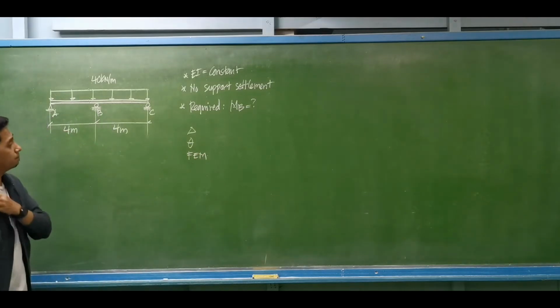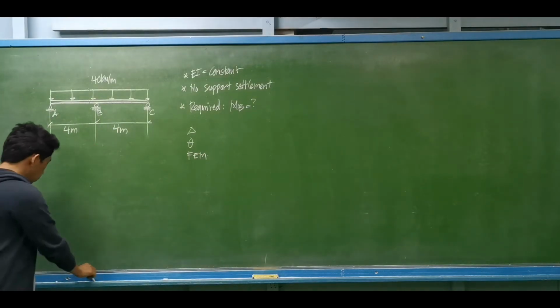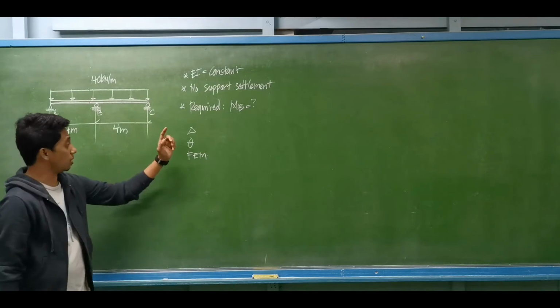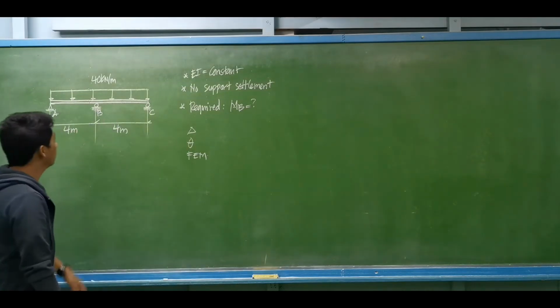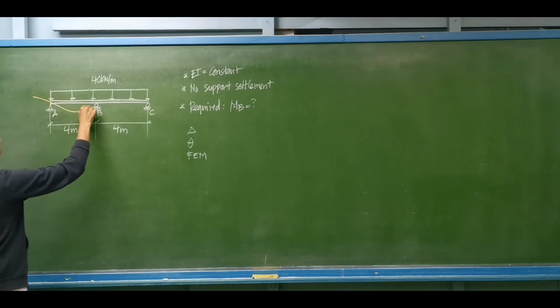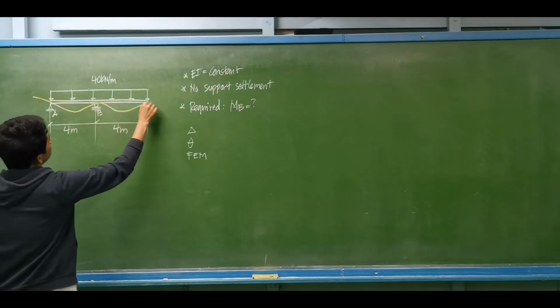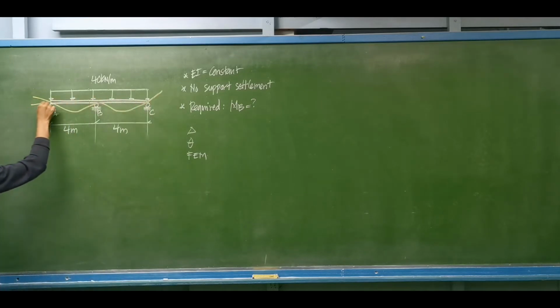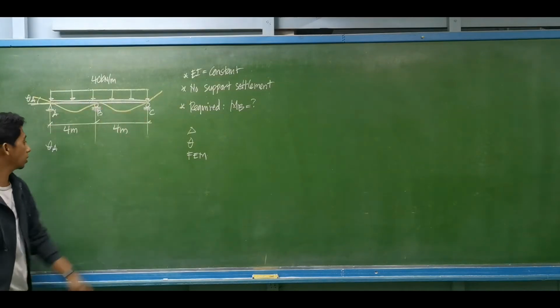First, to imagine if there is a rotation, we may draw the elastic curve of the beam. For example, this is the deflected form of the beam. Obviously we'll be having a rotation at point A. There is a value for rotation at A since there is a hinge support.